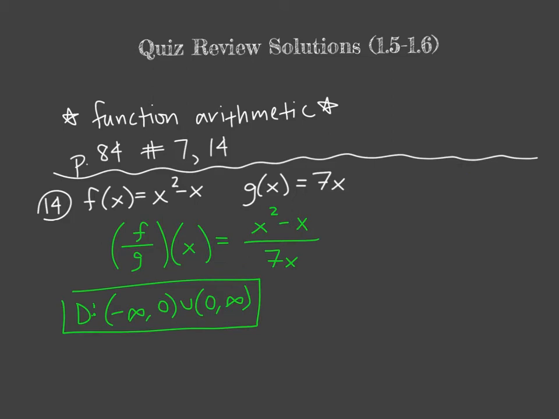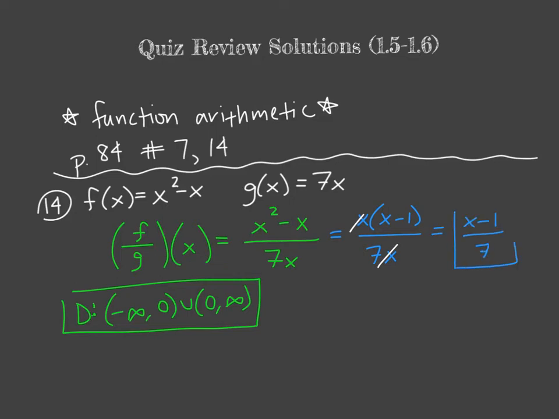Now, if we kept simplifying, I'll do that in blue, we can factor the numerator. The GCF is x, and when we take the x out, we're left with x minus 1, and then we still have 7x in the denominator. Now, these x's are both factored out. They are not being added or subtracted with anything. Whoops. And this x can cancel. And when that happens, we're left with x minus 1 over 7.